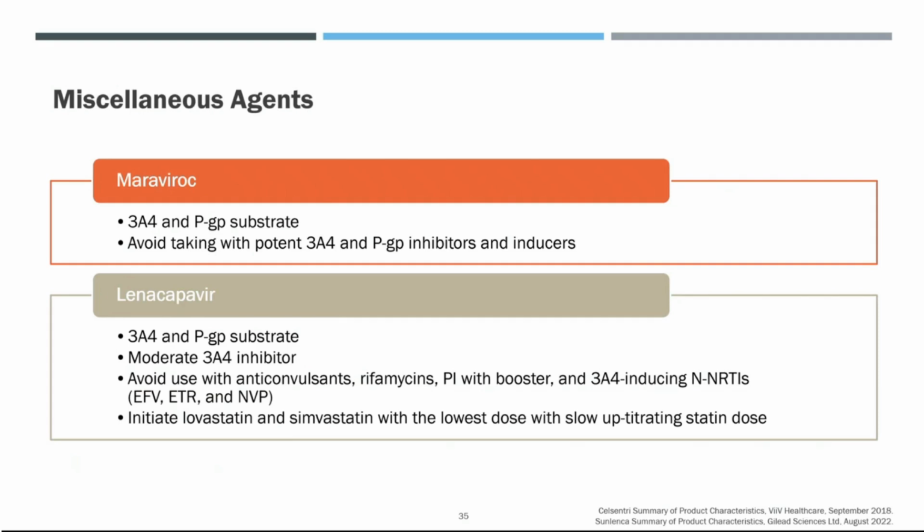And I just want to include here certain miscellaneous agents. So for maraviroc, which are 3A4 and P-gp substrates, make sure to avoid taking them with potent 3A4 and P-gp inhibitors and inducers. Versus lenacapavir, they serve as a moderate 3A4 inhibitor, and they themselves are also 3A4 substrates. So make sure to avoid using lenacapavir with anticonvulsants, rifamycins, and protease inhibitors with a booster.